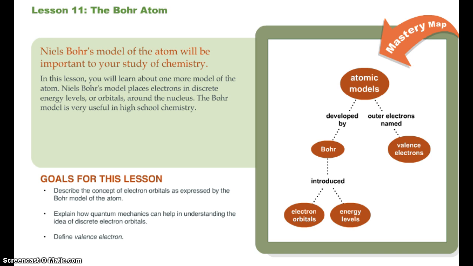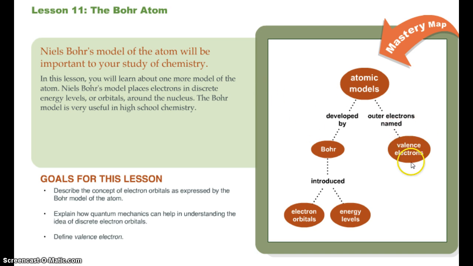Goals for this lesson: describe the concept of electron orbitals as expressed by the Bohr model of the atom. Explain how quantum mechanics can help in understanding the ideas of discrete electron orbitals. Define valence electrons.